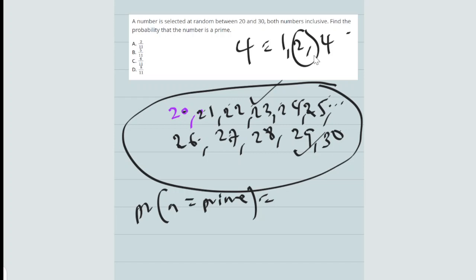So we can conclude that all prime factors are prime numbers, but not all prime numbers are prime factors of a number. For example, 3 is a prime number, but it's not a prime factor of 4. So this is going to be 2, because there are 2 of them, divided by 11. So that's it. It's very simple, isn't it?